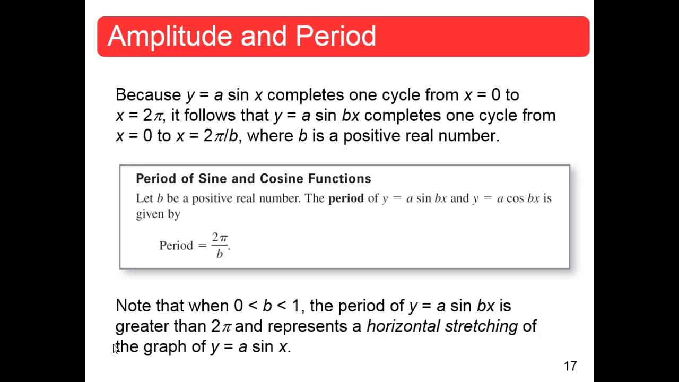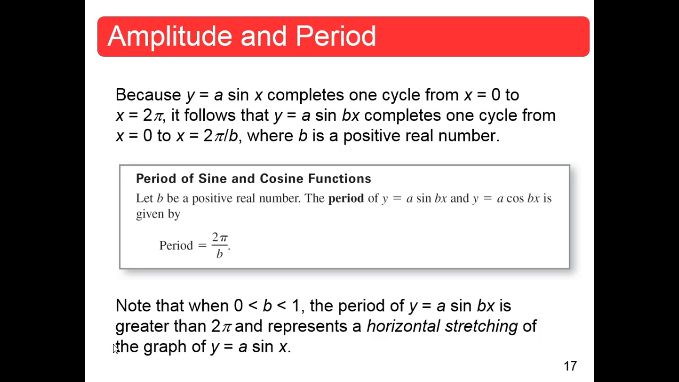When you multiply the y by a big number, it stretches. A small number, it shrinks. When you multiply the x by a big number, it shrinks, and when you multiply by a small number, it stretches. That's because the b is in your denominator, so it's an inverse relationship. That's why it's 2 pi over b. So that's what you have to remember. With sine bx or cosine bx, the period was 2 pi, and now you divide by b.